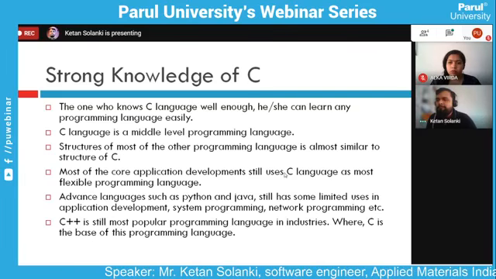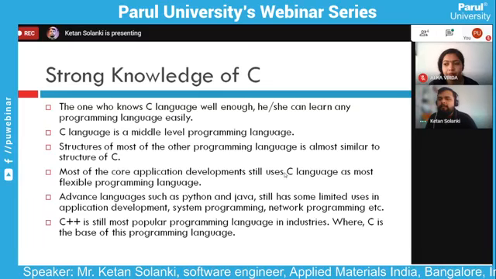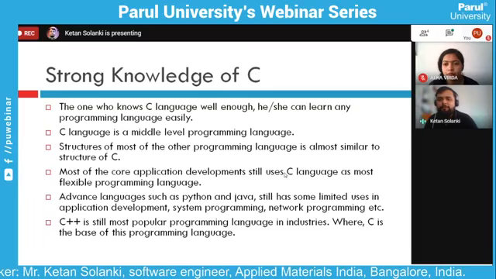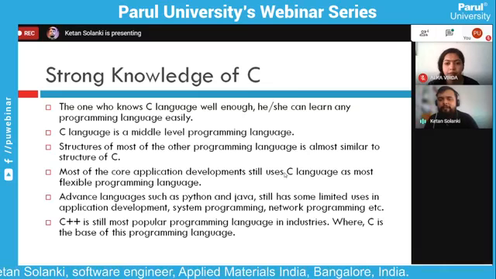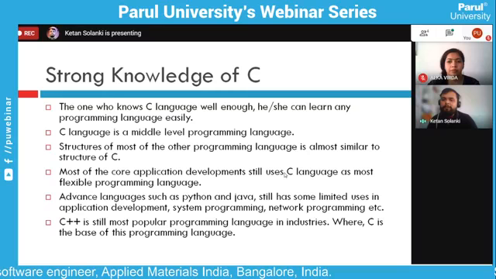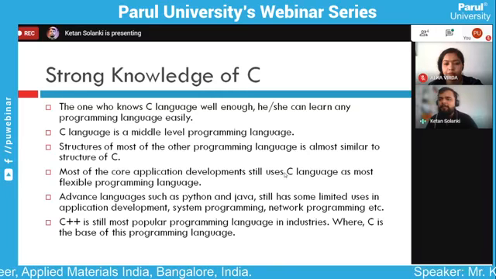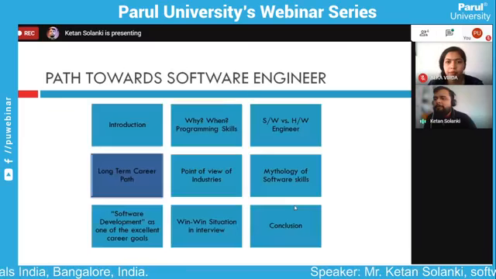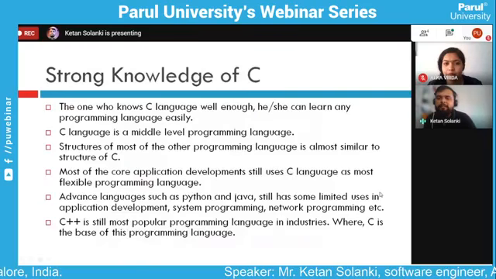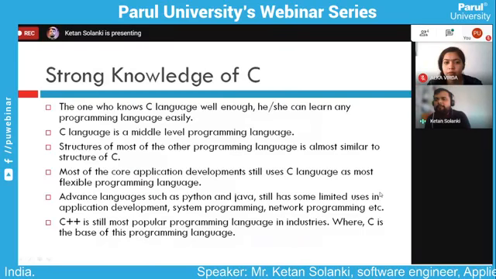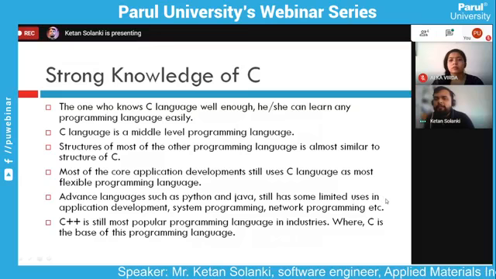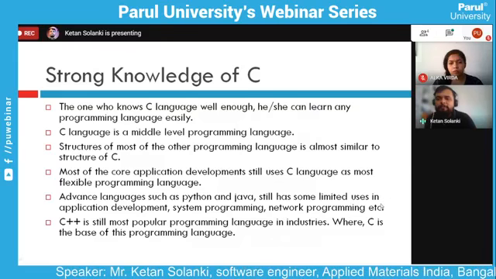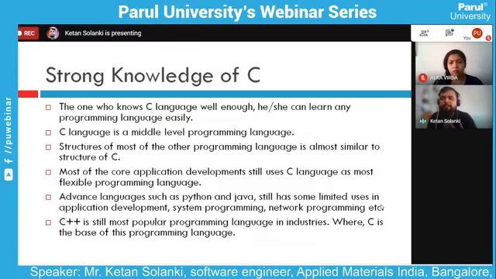Then C++ is the little advanced version of C. C++ is a popular language because it's object oriented, and for some security purposes, some industries will go for C++. So for that purpose also we should have the knowledge of C, and as soon as we get in-depth knowledge of C, it's very easy, like a piece of cake, to learn the other advanced programming languages.